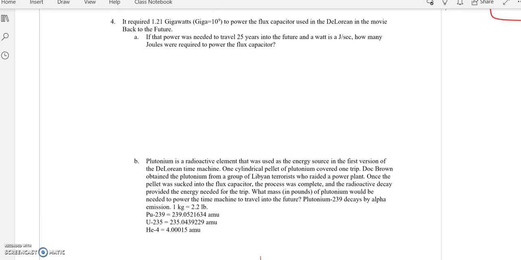Hello again, everybody. Back for the last problem on this even more nuclear reactions practice worksheet. We're on to the Back to the Future problem.